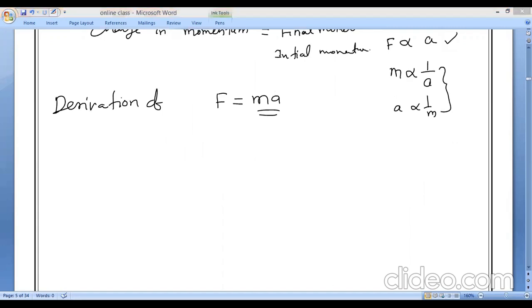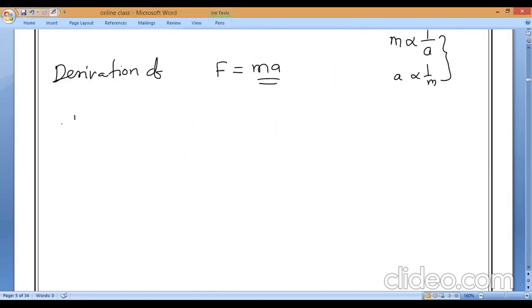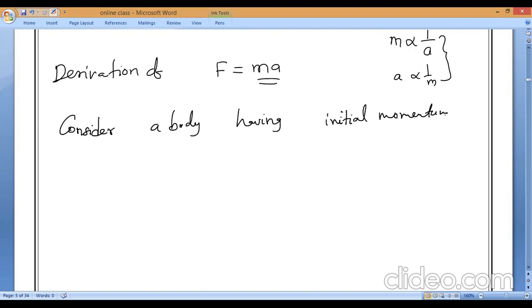Now, consider a body having some initial momentum. Initial momentum we represent with some letter. Check your previous notebook and tell me: initial momentum P1. And is it a vector quantity or a scalar quantity?